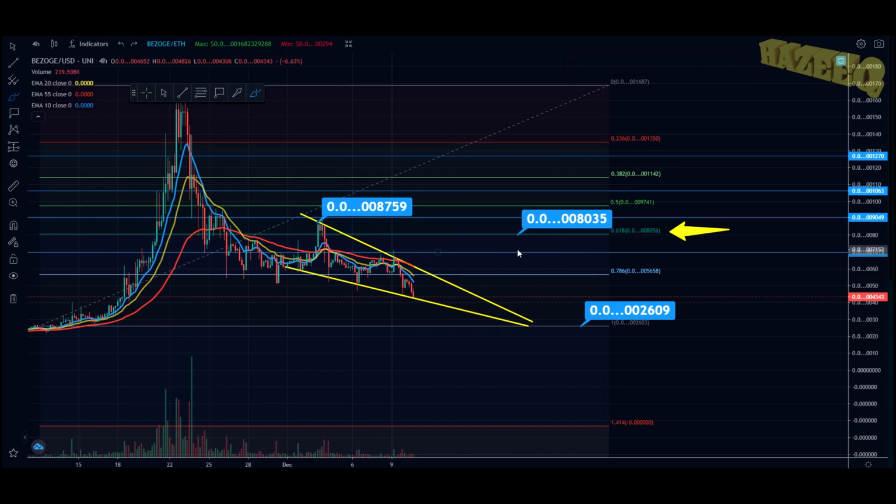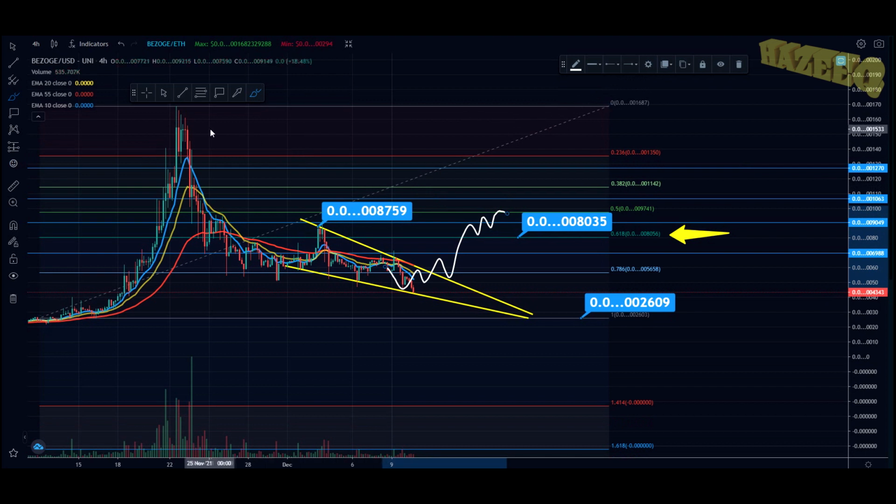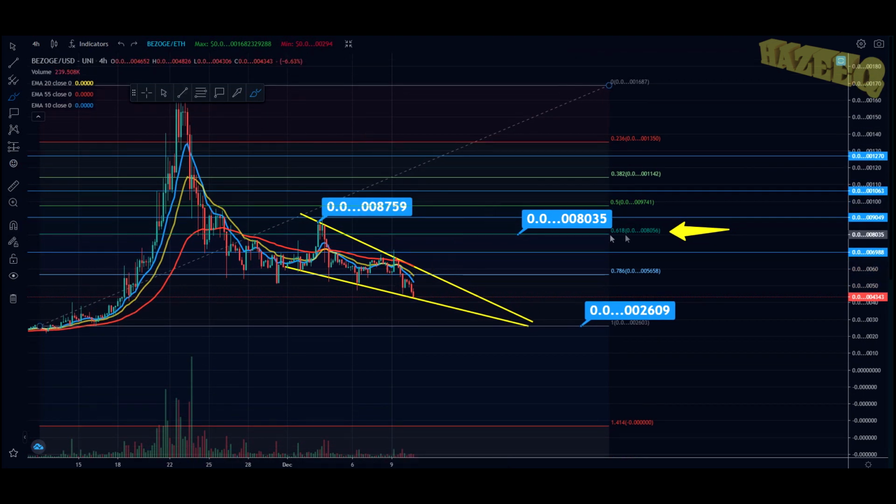So 0.08035 is a pretty important resistance level that we need to break, backtest as support, and then you can only start talking about a retracement towards the previous all-time high, right? Once you get through the 0.618. If you get rejected and you start losing support levels, you're potentially going to print a lower low, right? So just keep that in mind, guys.